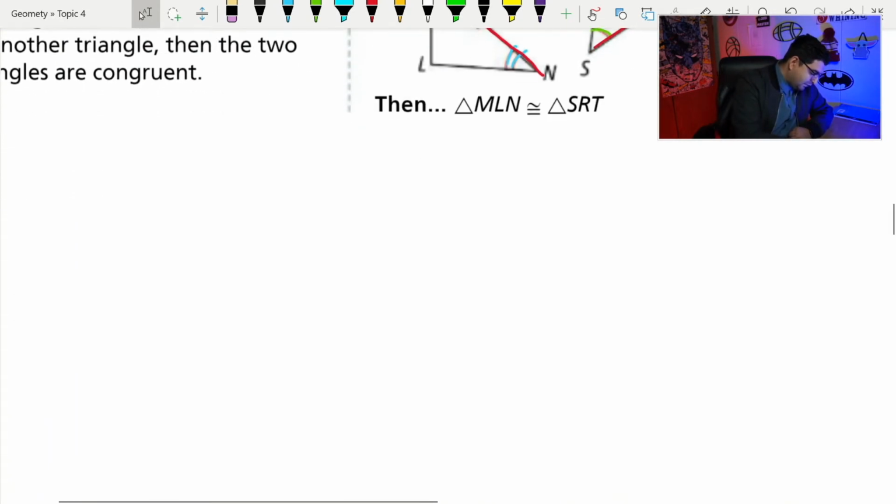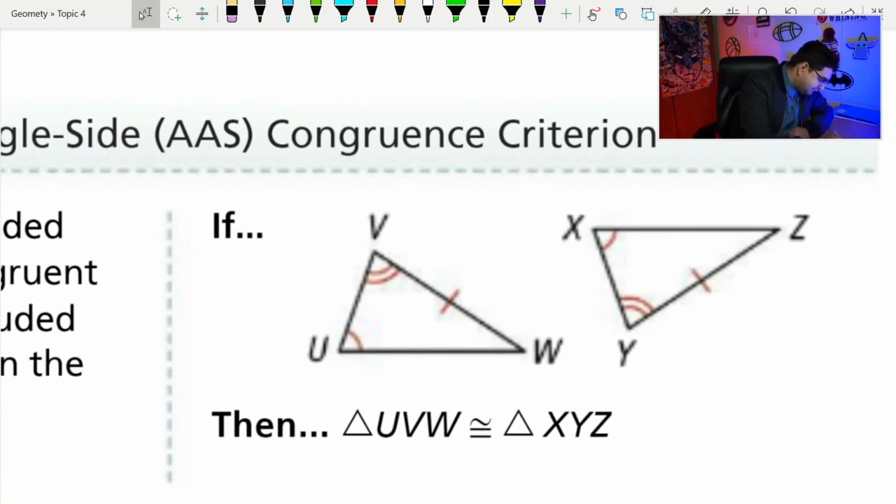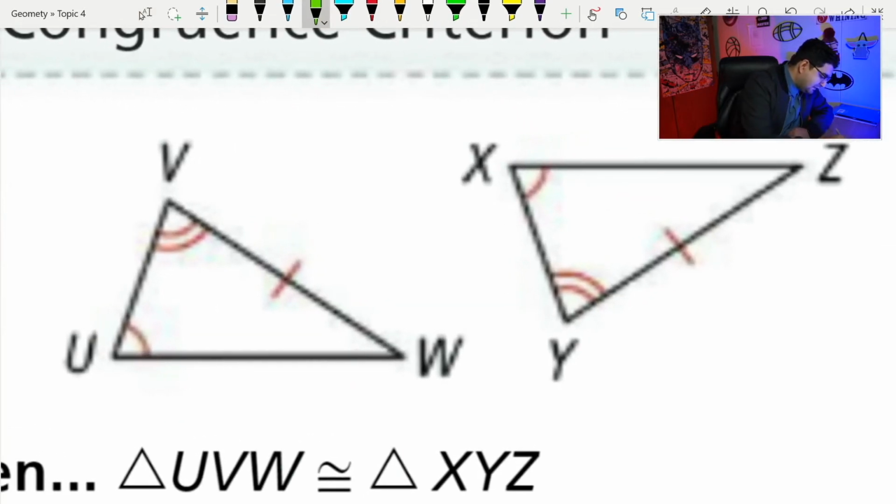The last one that we want to talk about is the angle, angle, side. AAS. So here we have 2 triangles. Angle U corresponds to angle X, and those are congruent. Angle V is congruent to angle Y. So we have 2 angles. Now we just need them to have a side, and they in fact do. Side VW and side YZ are congruent.